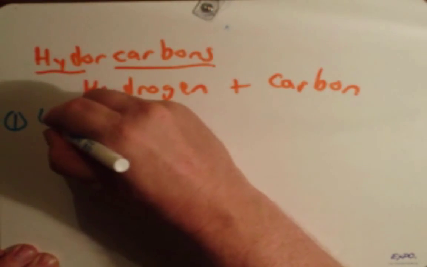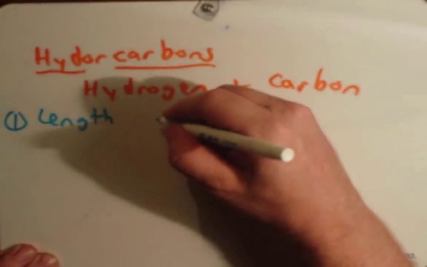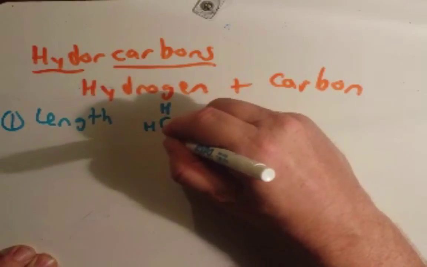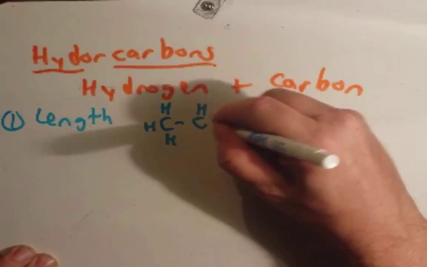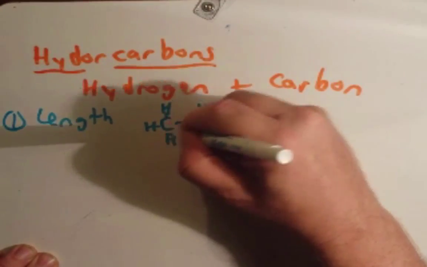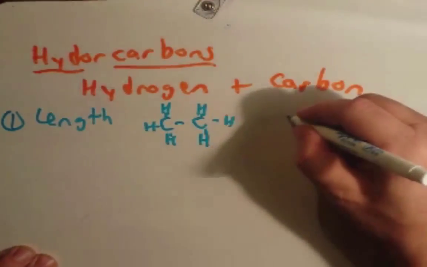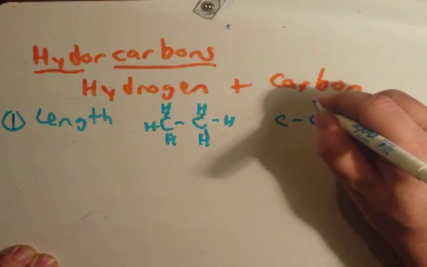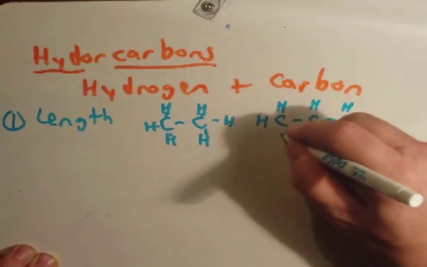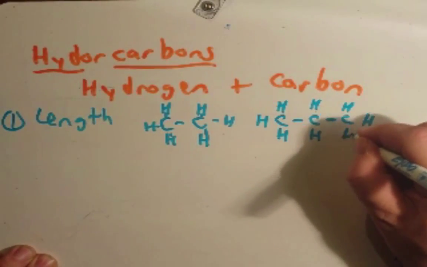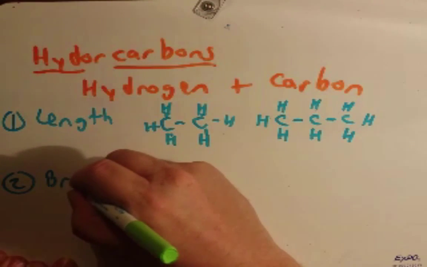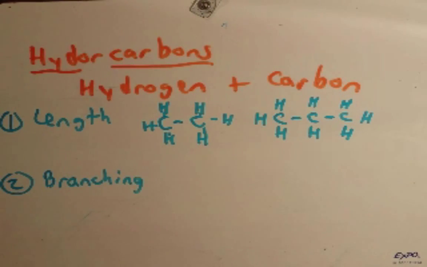The first is length. This simply just means that you may have a 2-carbon structure, or you may have a 3-carbon structure. These are both hydrocarbons, but they vary in length. Hydrocarbons could also vary based on whether or not they form branches. So what do I mean by branching?